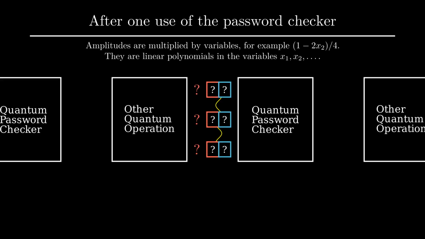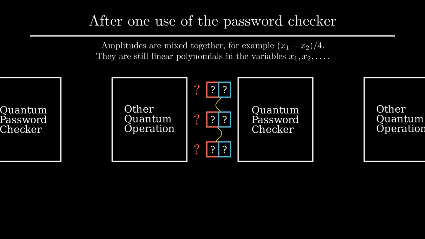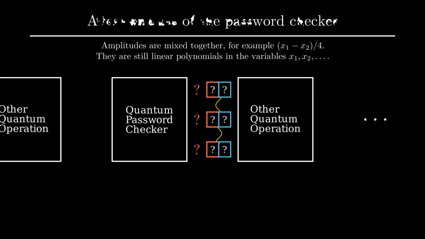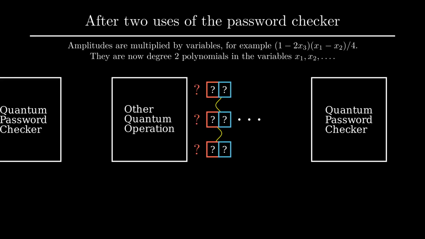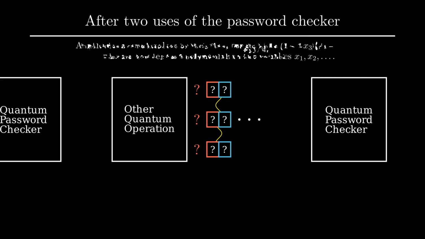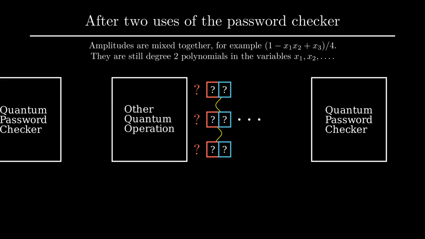Then we do some other operation. To calculate the new amplitudes, we see that we're just multiplying our earlier amplitudes by numbers and then adding them up. This doesn't change the degree of the amplitudes, it just mixes them together. Now if you pass it through the password checker again, the amplitudes again get multiplied by things of the form 1 minus 2xi. Now the amplitudes become degree 2. Another operation will create superpositions and add them up, so they will still be degree 2 polynomials. Then if we pass it through another password checker, they become degree 3 polynomials, and so it continues.